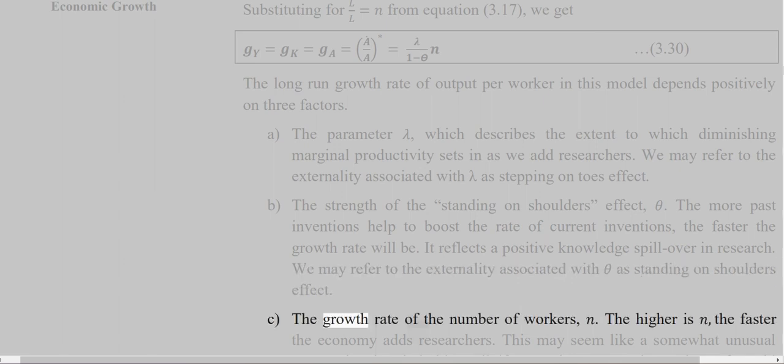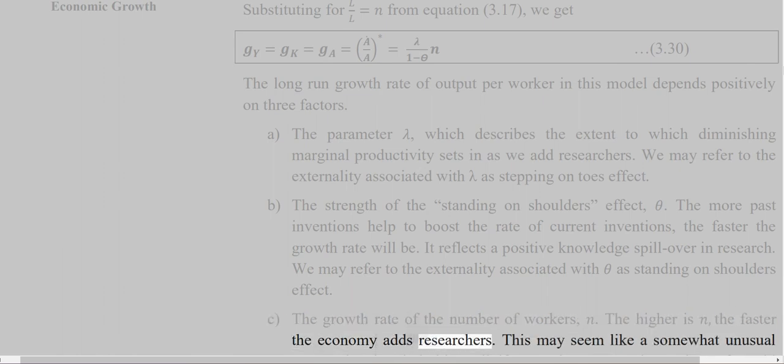C. The growth rate of the number of workers. The higher it is, the faster the economy adds researchers. This may seem like a somewhat unusual assumption, but it holds well if one takes a very long view of world economic history. Prior to the Industrial Revolution, growth rates of population and GDP per capita were very low. The past 200 years have seen both population growth and economic growth rates increase.